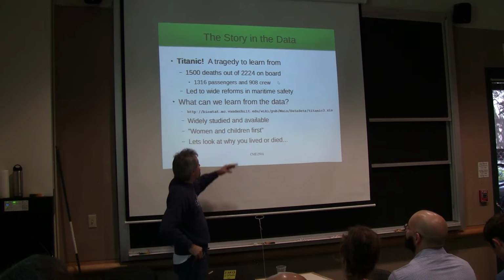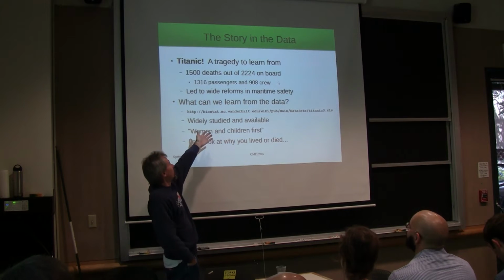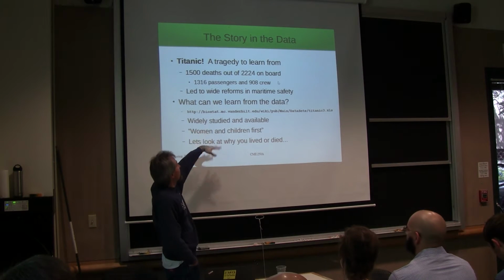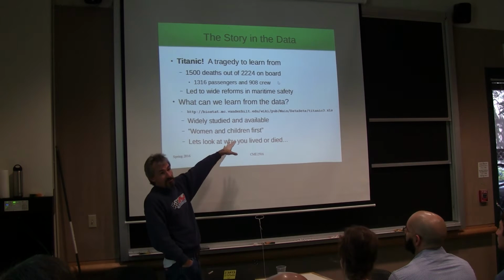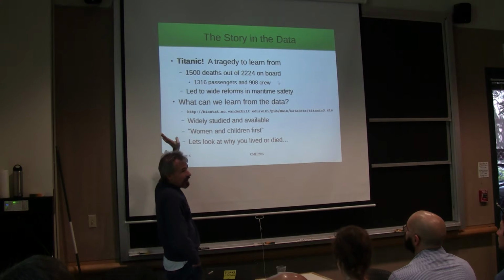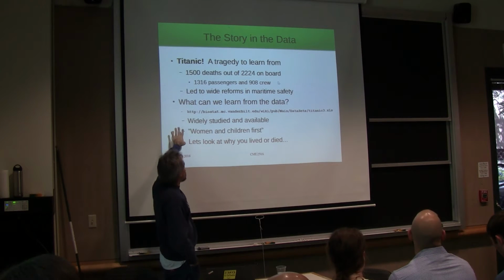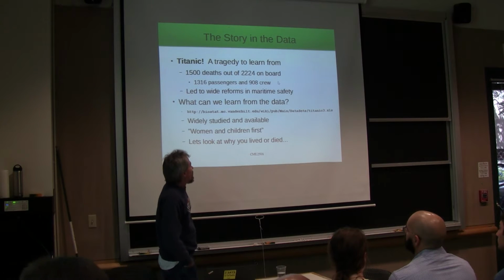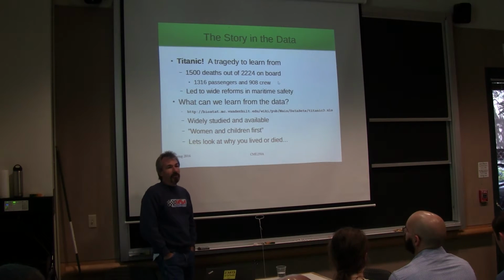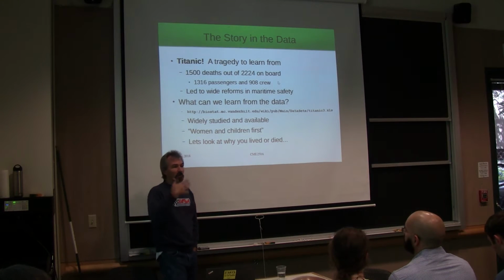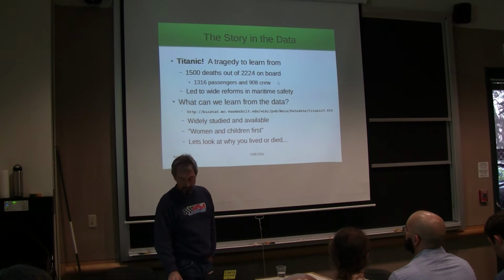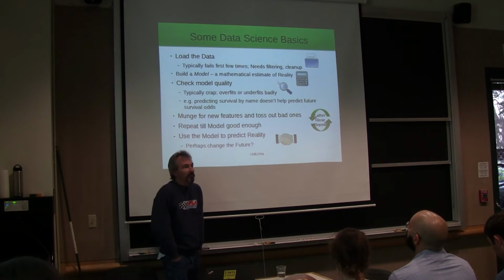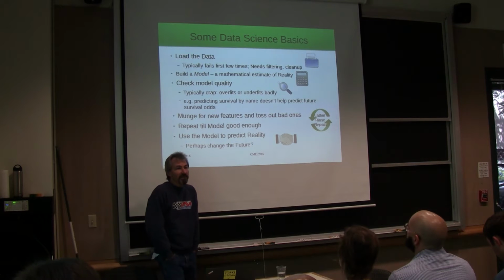In particular, I picked this data set because it's widely available. Here's a URL. I'll have the slides available later. If you just Google Titanic passenger list data set, this will pop right up, along with a ton of varieties of it. So it's widely studied and available. And we're going to take a look at why you lived or died in the heat of the moment when the tragedy was unfolding. But first, we're going to back up a second and take a look at what it means to do data science.